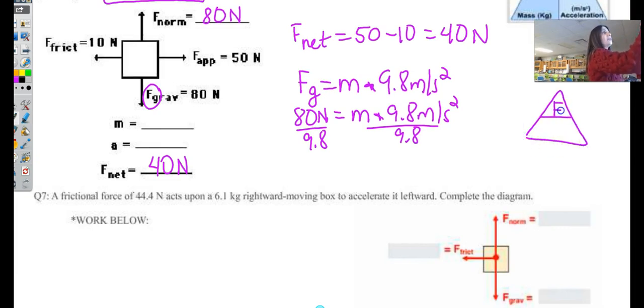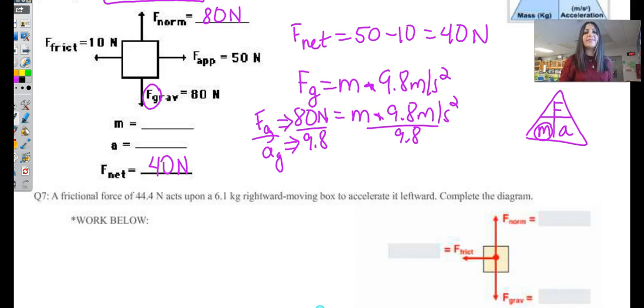So if I know that I'm looking for my mass, then it's F over A. So all I'm going to do, which is exactly what I did, this is my force, this is my Fg, and this must be my Ag right there. Okay, so it's really just F over A, so keep that in mind. So I'm going to do 80 divided by 9.8, and if I divide that, I get 8.16. So it doesn't matter which way you do it, you're going to get 8.16. And remember, mass is in kilograms.